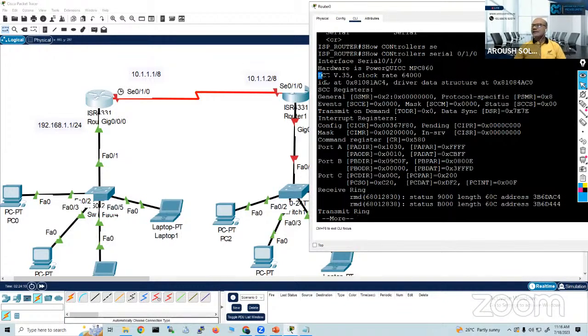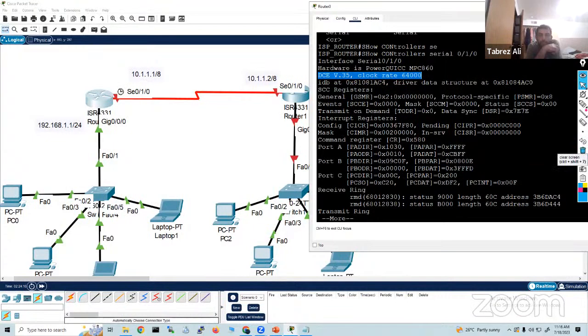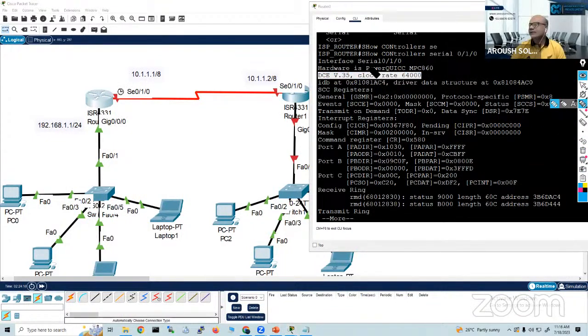So this is your DCE interface. The clock rate we have set is 64000, and we can see it right here. Like this, you can come to know this is our DCE interface.